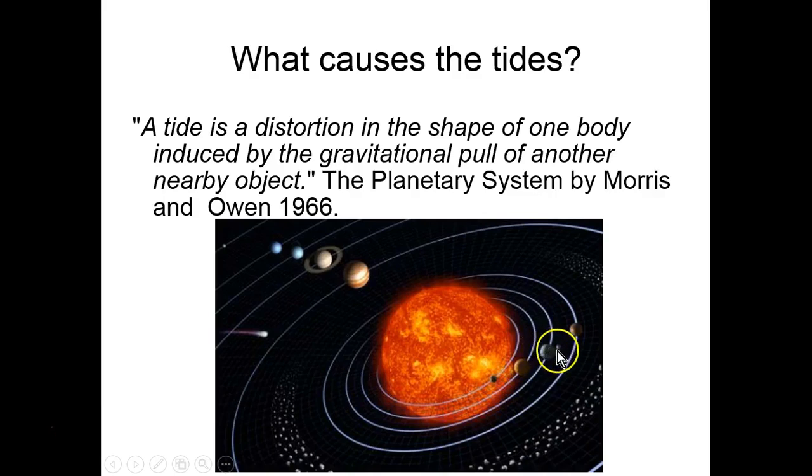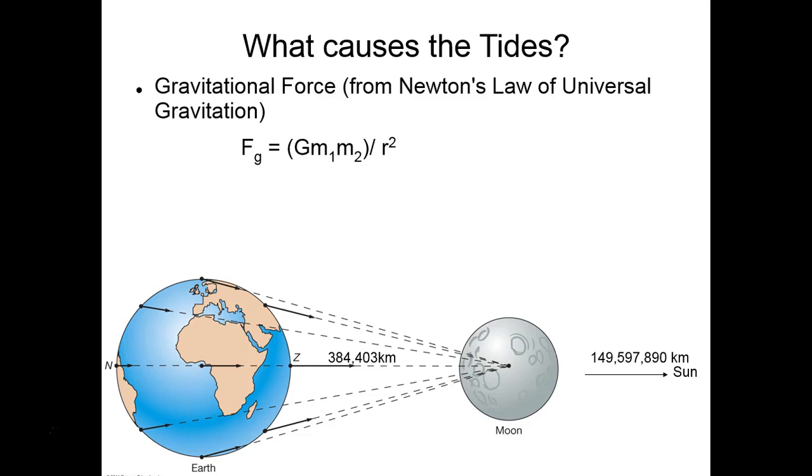And you'll see that the closest body near Earth is the moon. And then you have the sun, which is the very large body that is near Earth. Okay, so it's going to be the moon and the sun that have the greatest effect on the tides on Earth. So essentially, tides are caused by gravity.